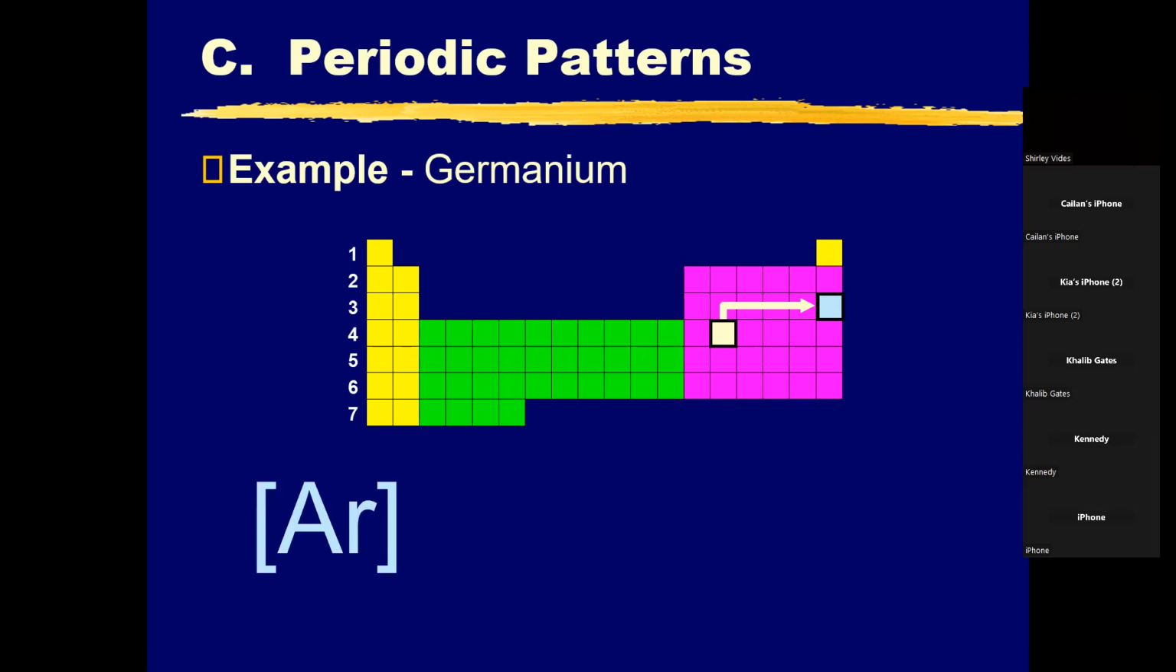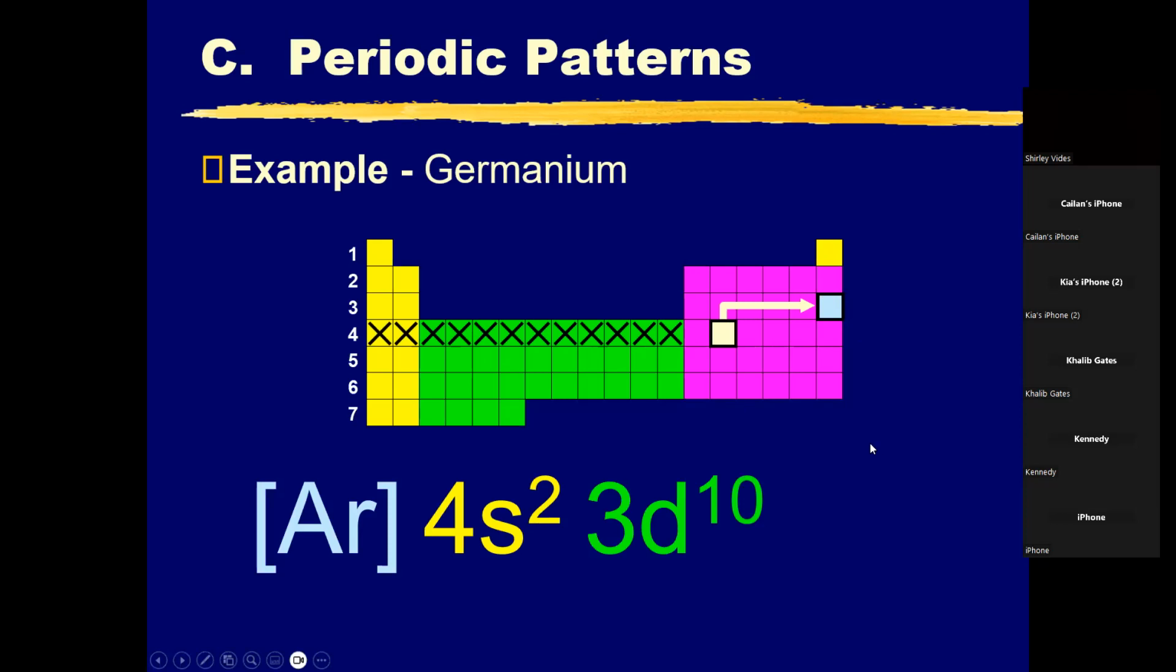Okay, and then after that, we still got to get to germanium, so we need to say 4s2, then 3d10, and then 4p2. And there you go. That's the shorthand configuration for germanium.